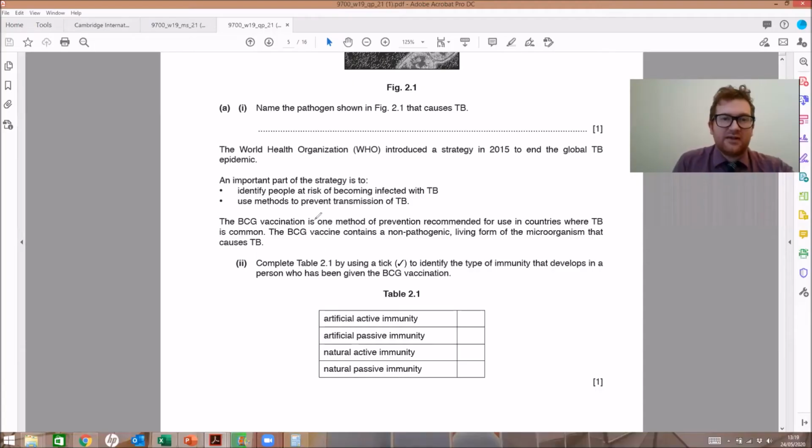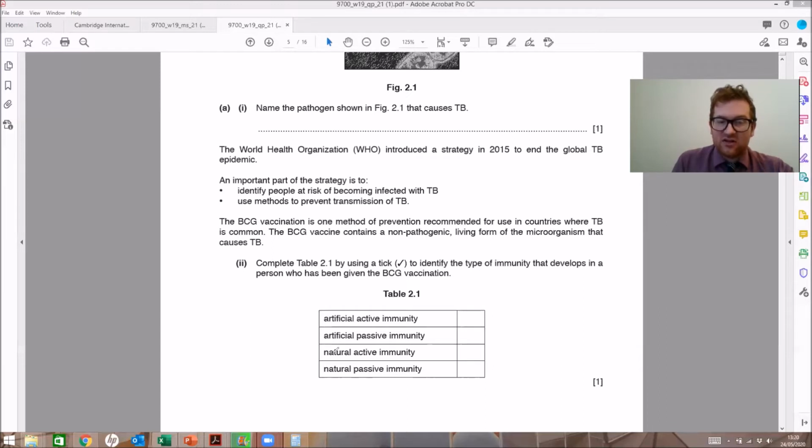Okay, the next part of the question. The World Health Organization, WHO, introduced a strategy in 2015 to end global TB epidemic. An important part of this strategy is to identify people at risk of becoming infected with TB, use methods to prevent transmission of TB. The BCG vaccination is one method of prevention recommended for use in countries where TB is common. The BCG vaccine contains a non-pathogenic living form of the microorganism that causes TB. Complete table 2.1 using a tick to identify the type of immunity that develops in a person who has been given the BCG vaccination.